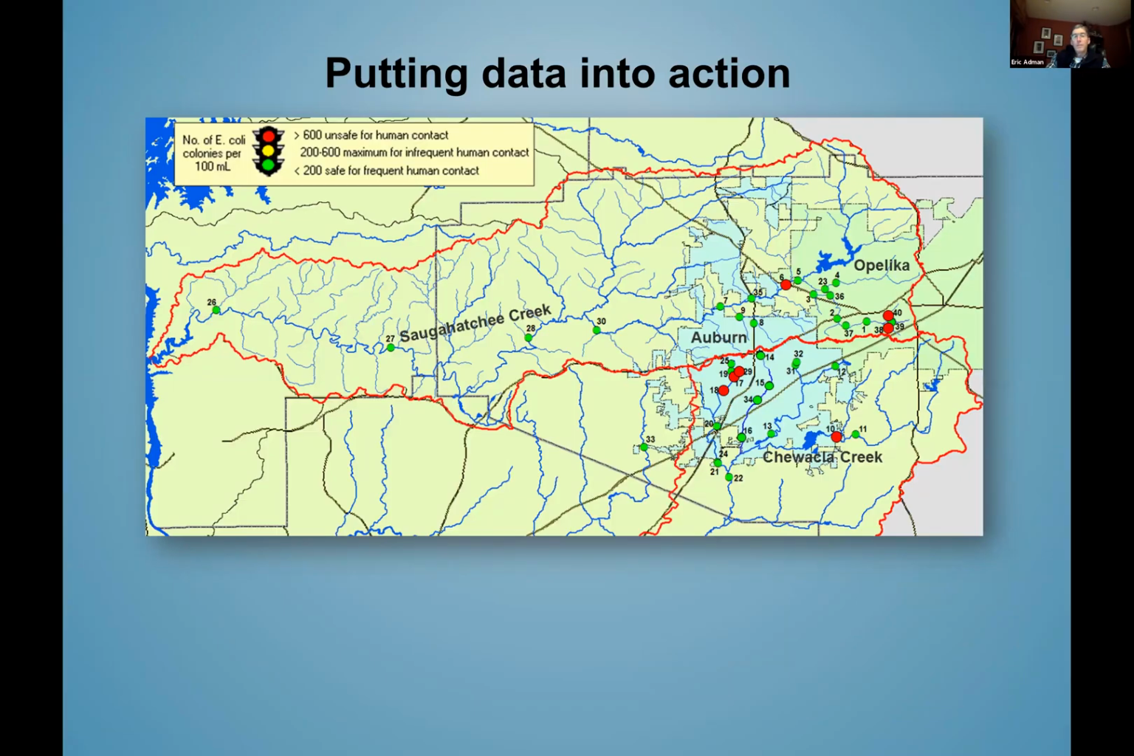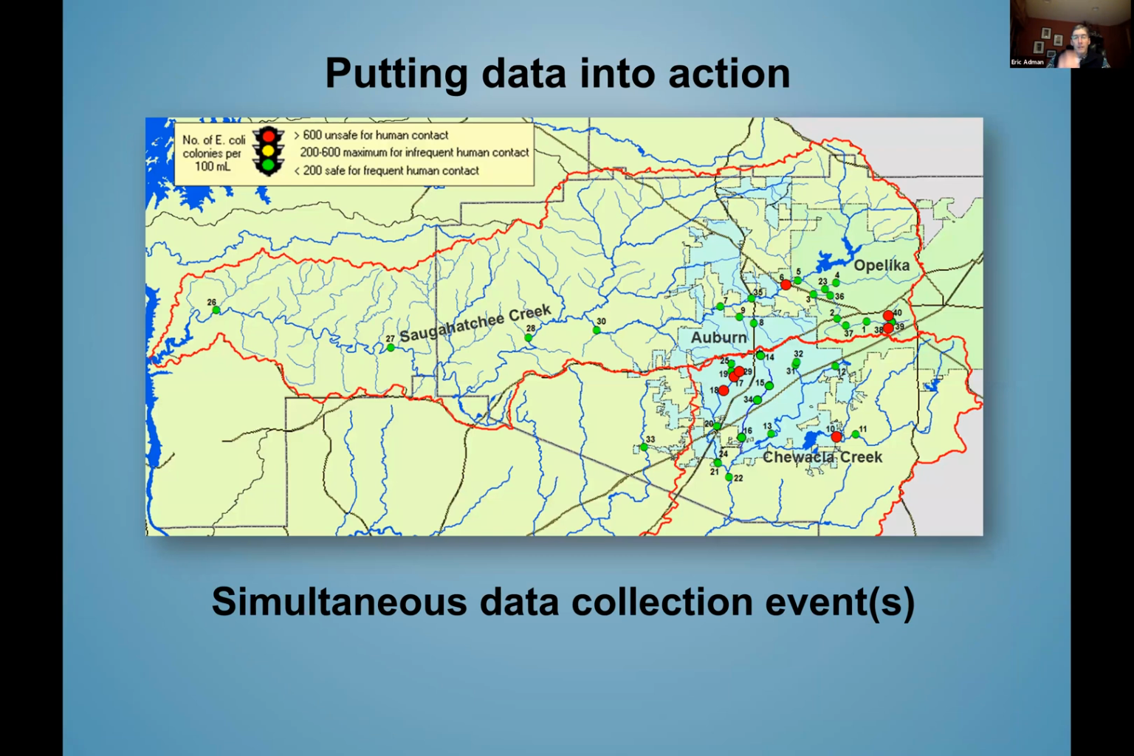Another thing that you can do is a simultaneous data collection event. Let's say you're trying to identify a source, and you know that you have elevated levels somewhere. If you go throughout a watershed or along a creek and have volunteers go out all at the same time and collect a series of samples, you can compare those samples. And if you do that over time, you might identify a source.